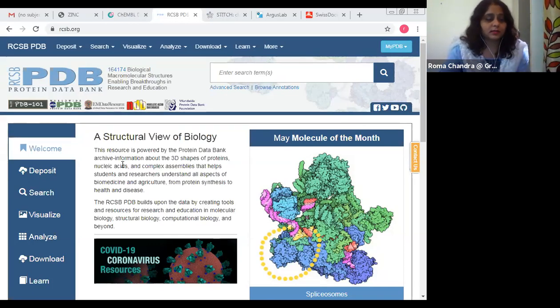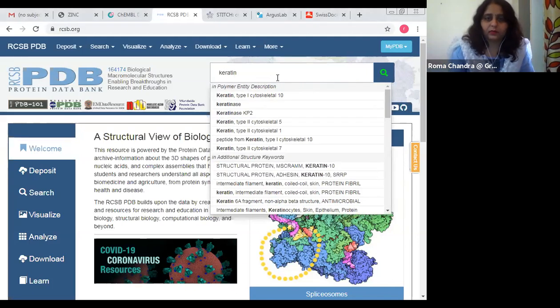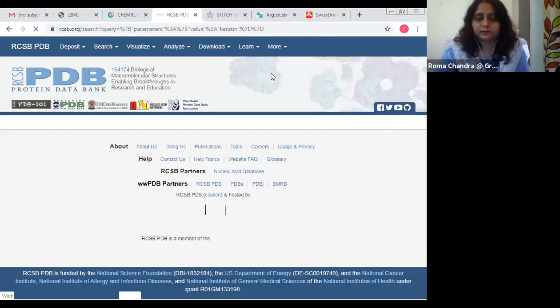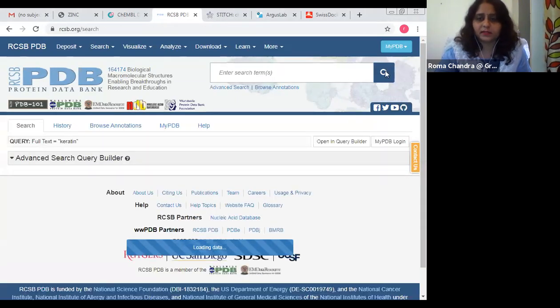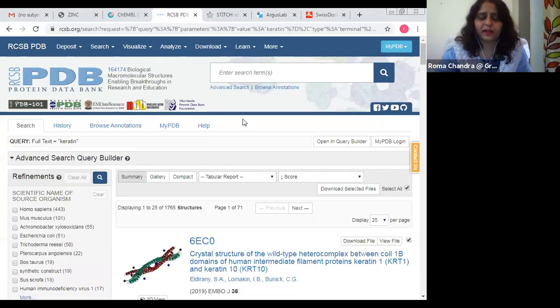This is the most famous of all, the Protein Data Bank. Easily you can get the three-dimensional structure for your protein. What you need to do is just type the name of the protein. Say I am considering, for example, keratin. My search here is just defined, I have just mentioned the key term only.